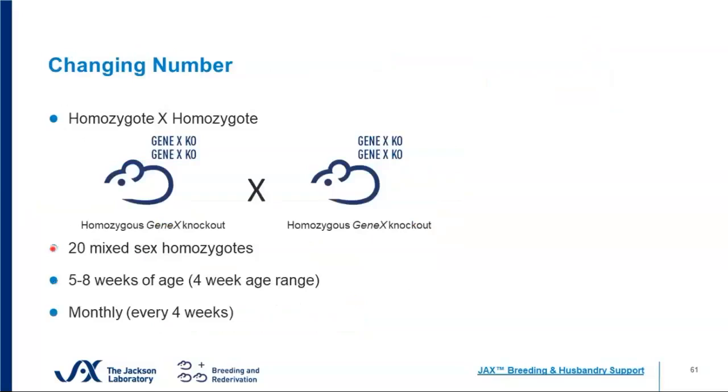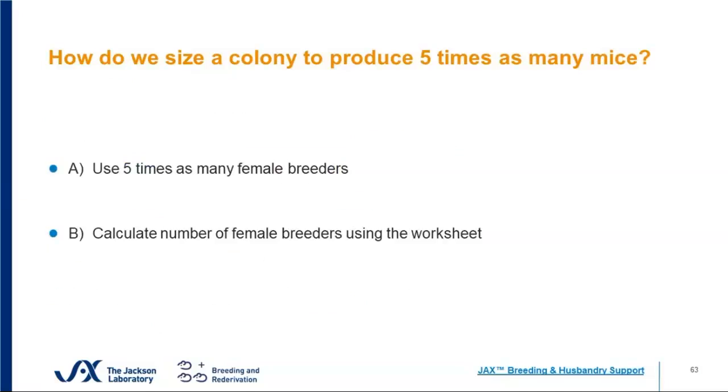I want to look now at changing the total number of mice we need, because this brings up a really good point I'd like to discuss. We're going to jump from 20 mixed-sex homozygotes to 100 mixed-sex homozygotes. Before we get into that, I want you all to think about, and Sarah, if you can push out that polling question, we're increasing to 5 times as many mice as we want. So how are we going to size that colony? Are we just going to use 5 times as many female breeders as we used before? Pretty simple. Or do we need to calculate the total number of breeding females using that worksheet?